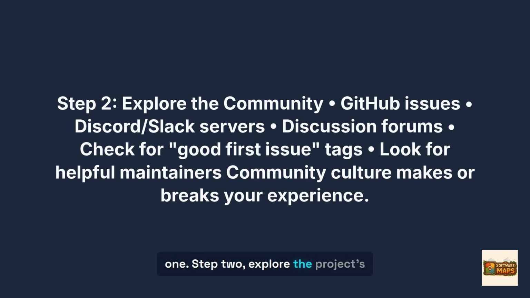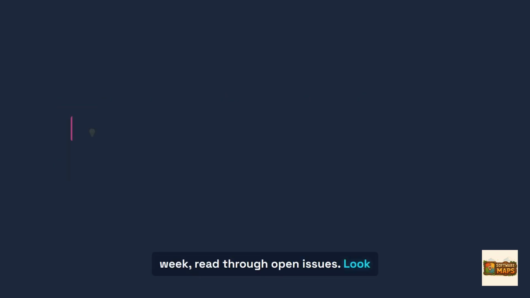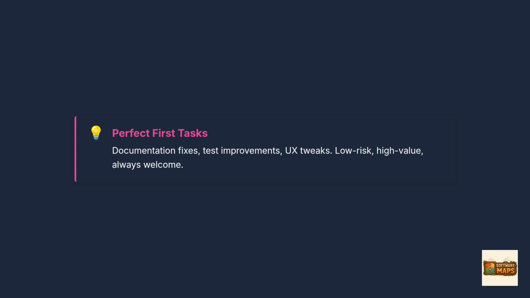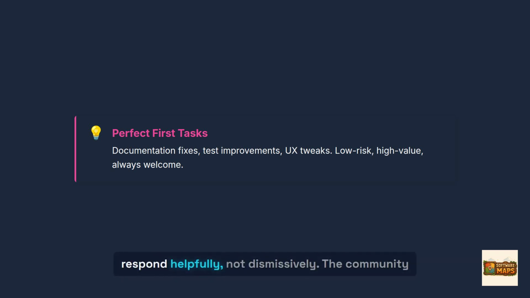Step 2. Explore the project's community. Every healthy project has communication channels: GitHub issues, Discord servers, Slack communities, discussion forums. Lurk for a week. Read through open issues. Look at how maintainers respond to contributors. Pay attention to the vibe. Some communities are welcoming to newcomers. Others are less so. You want the former. Look for projects that tag issues as good first issue or help wanted. Look for maintainers who respond helpfully, not dismissively. The community culture will make or break your experience.